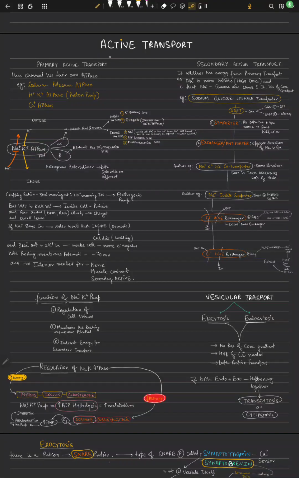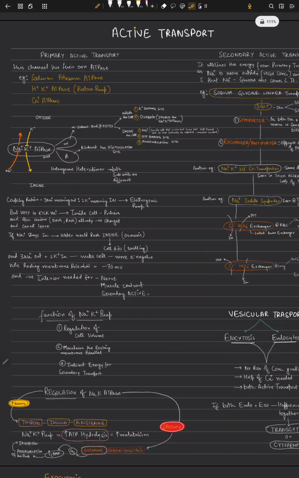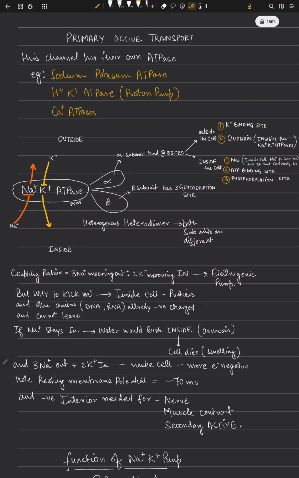Active transport is first primary, second secondary. So let's study first primary and then we'll jump to secondary. Primary is primary because it uses ATP. And how can we use ATP? We can use ATP with the help of ATPases.